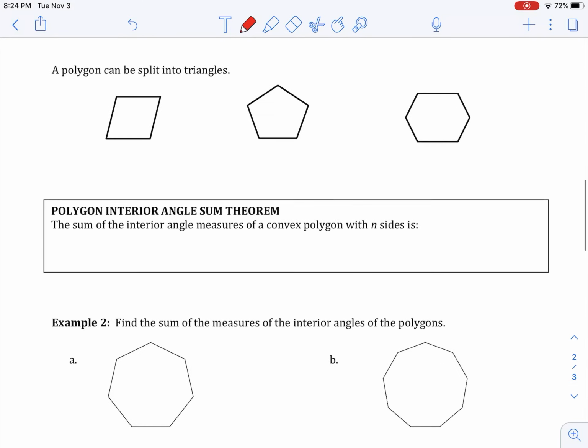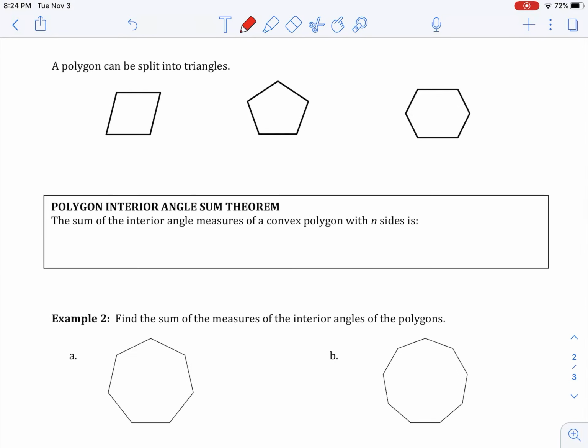All right, another thing that we want to learn how to do in this section is how to calculate the interior angle sum of any polygon. And we know what a triangle is, right? We learned that about 2 sections ago. Inside a triangle, everything adds up to 180 degrees. So the 3 interior angles will add up to 180 degrees. Well, what if it's not a triangle? You can see I have a quadrilateral, a pentagon, and a hexagon in these pictures.